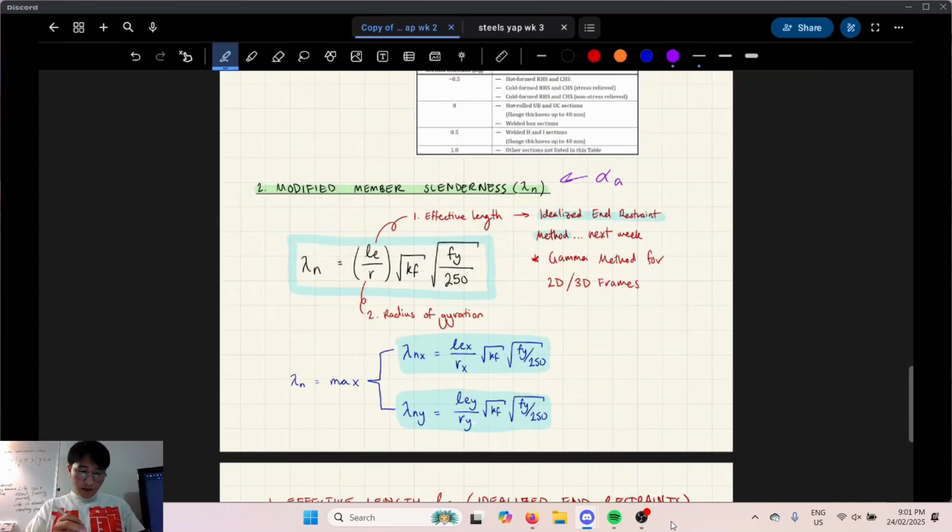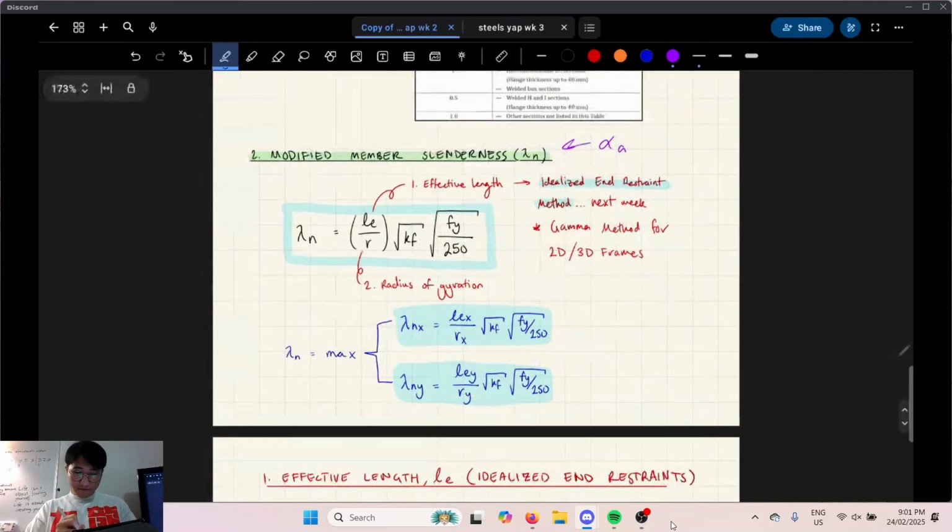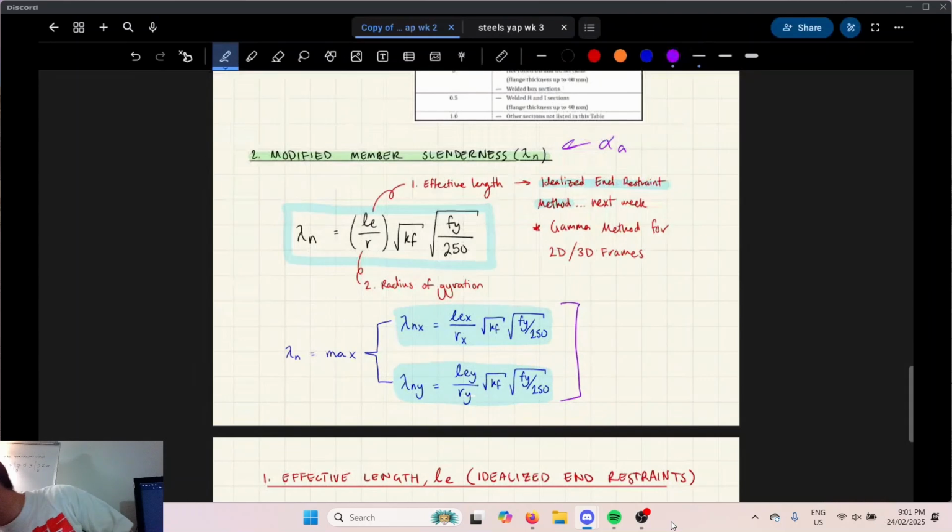Okay. So when you do your modified member slenderness, we have the slenderness in the x direction and the y direction. Why did we say this was important? Going back to this wooden thing, because if it's more slender in one direction, then that's what you're measuring. Exactly. Something being more slender means it's more prone to buckling. That's why we do the max, because we find the direction that's more slender.